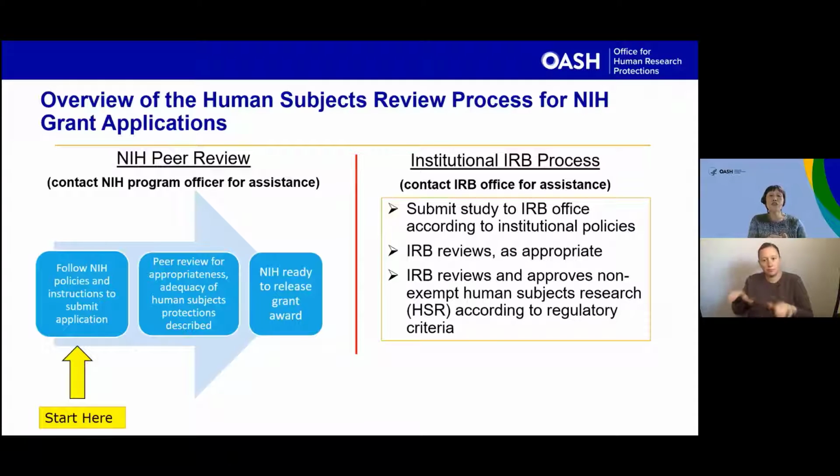So the institution receiving these grants, if they are going to get them, needs to make sure that there's some sort of IRB process in place, especially for non-exempt human subjects research. We talked about that earlier. So what investigators would do is submit the study to something called an IRB office, and sometimes it's called the Human Research Protection Program.